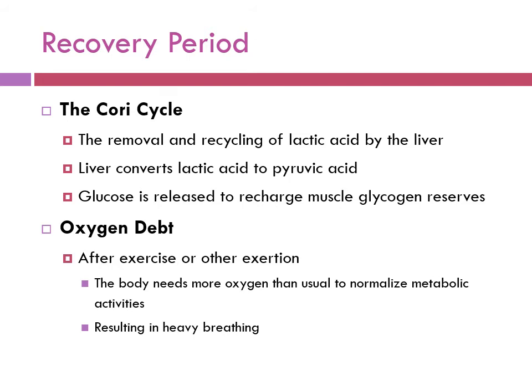After exercise or large exertion, the body requires more oxygen to normalize the metabolic activities. And so the way that we get more oxygen is by increasing our pulse and increasing our respiratory rate. When we breathe more heavily and more quickly, we're bringing more oxygen into the lungs. The pulse speeds up, so it's delivering oxygenated blood more quickly to the tissues. And so that is counteracting the oxygen debt that we end up with after exercise.